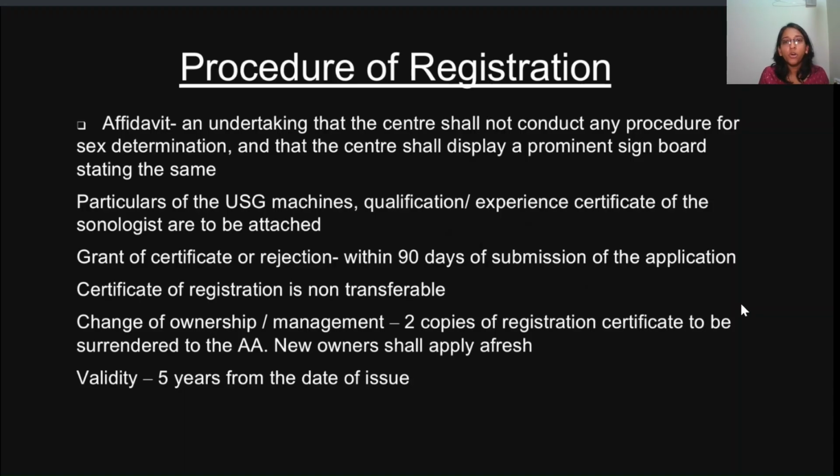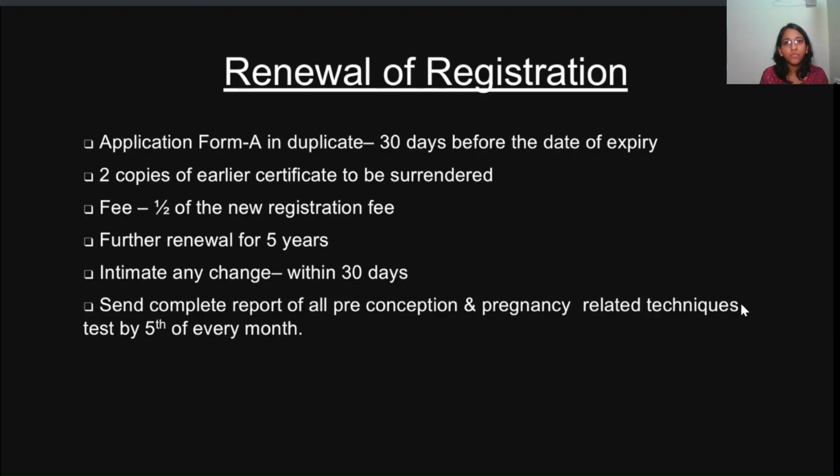Change of ownership or management: 2 copies of the registration certificate, the previous ones, are to be surrendered to the appropriate authority, and the new owner should apply with a fresh application. And validity for each registration is 5 years, and after that everything should be re-registered. So that is renewal of registration. For that also, Form A has to be given, and it has to be given in duplicate also. It has to be given 30 days before the date of expiry.